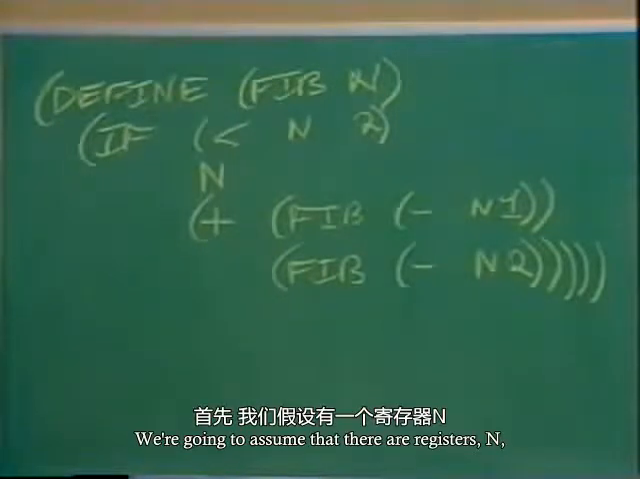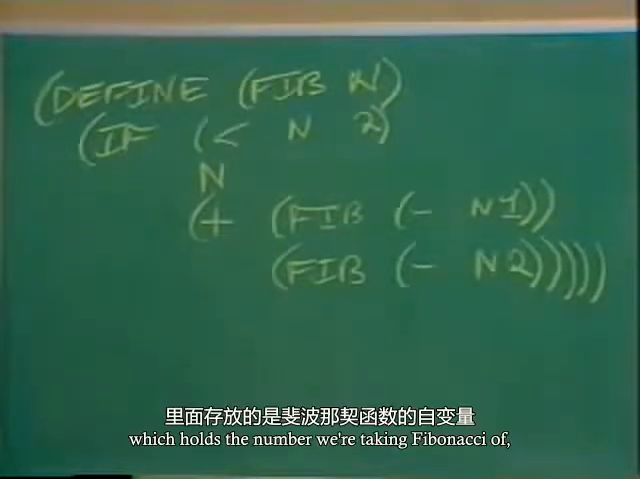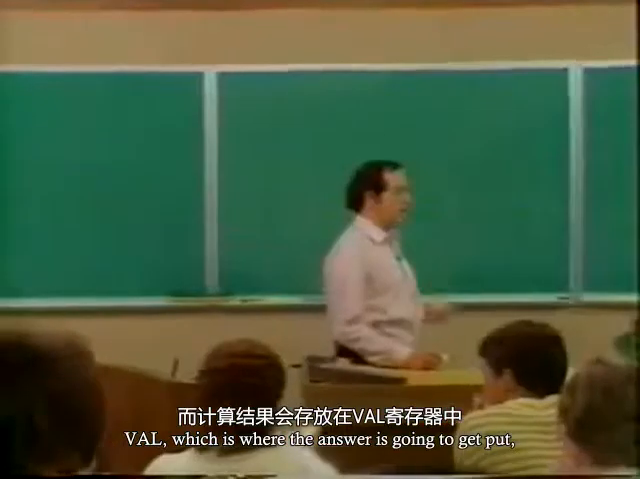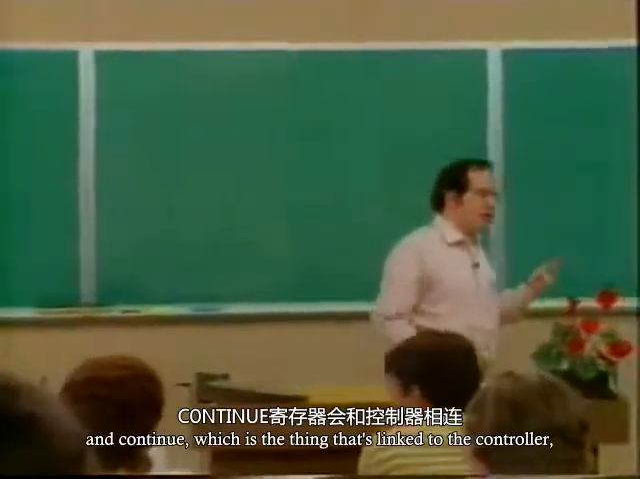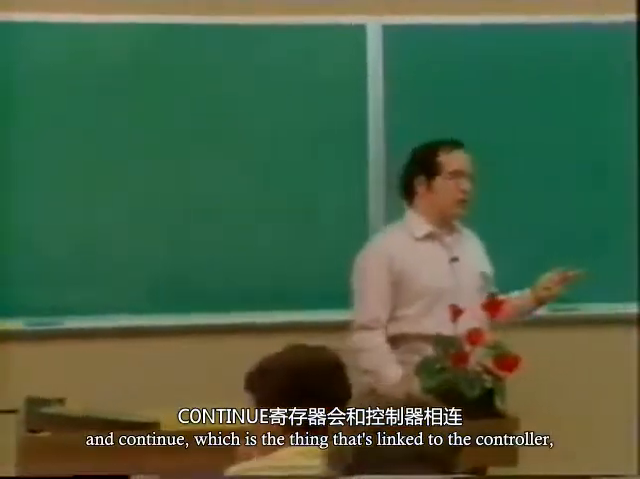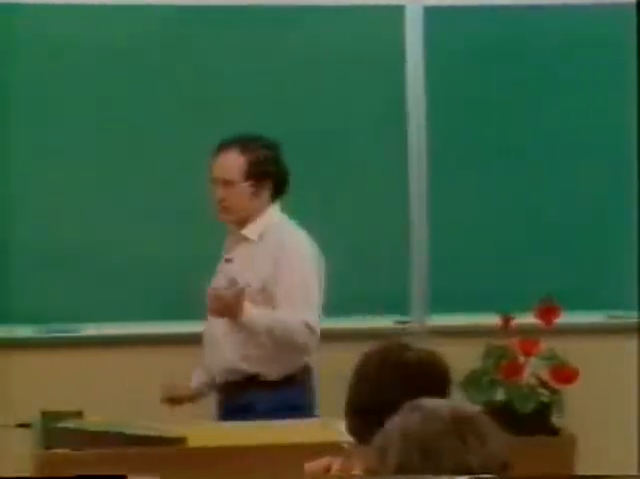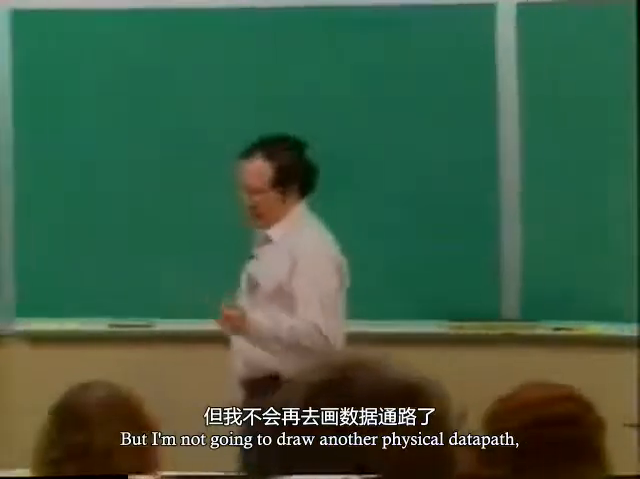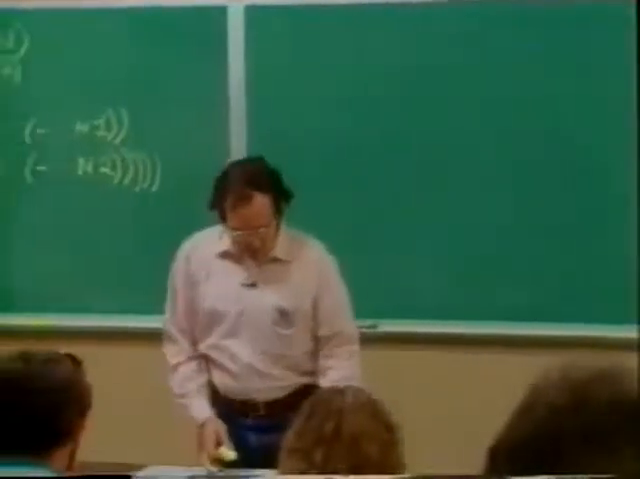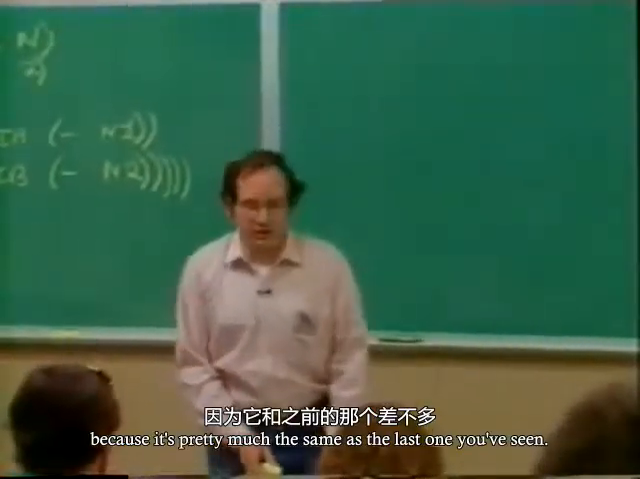We're going to assume that there are registers n, which holds the number we're taking Fibonacci of, val, which is where the answer is going to get put, and continue, which is the thing that's linked to the controller, like before. But I'm not going to draw another physical data path because it's pretty much the same as the last one you've seen.